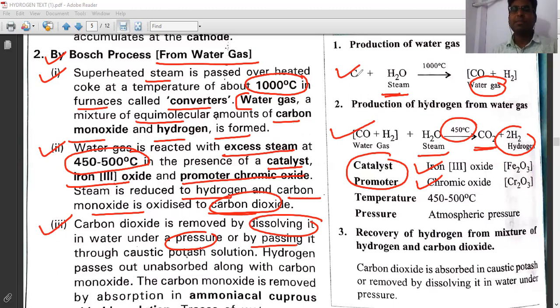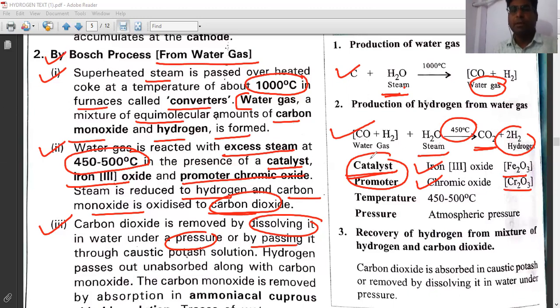The first step is when carbon is passed through steam, it produces CO and H2, right? The combination of CO and H2 is called water gas. Next, steam is passed at a temperature of 450. At that time, the catalyst used here is iron oxide Fe2O3 or chromic oxide Cr2O3. This acts as a catalyst.